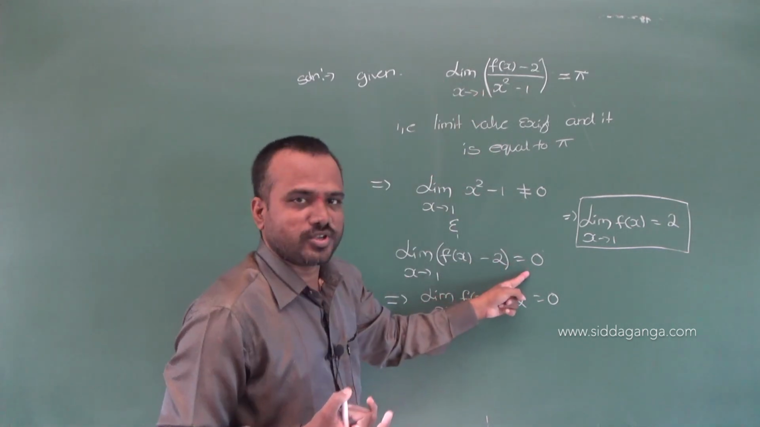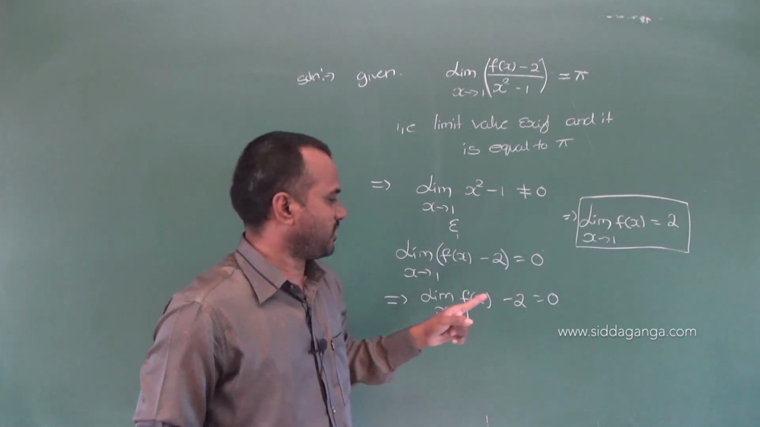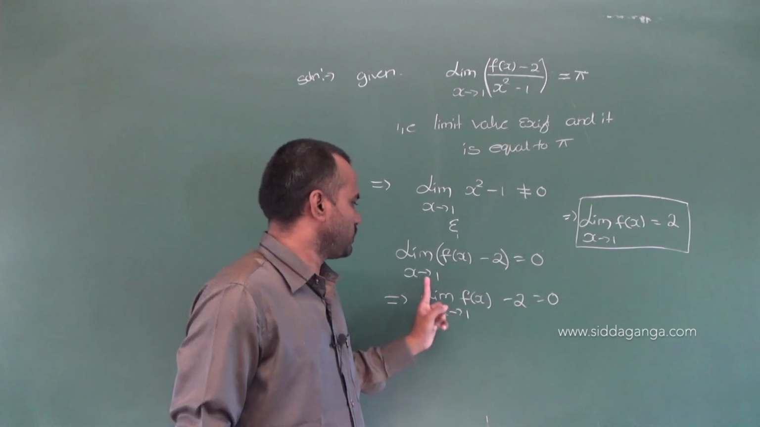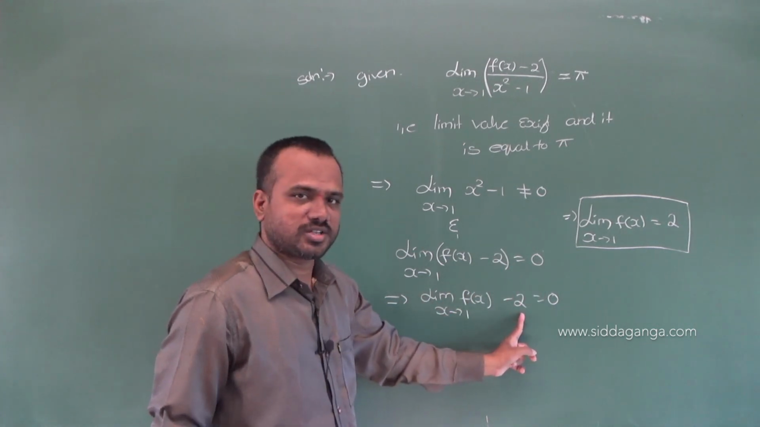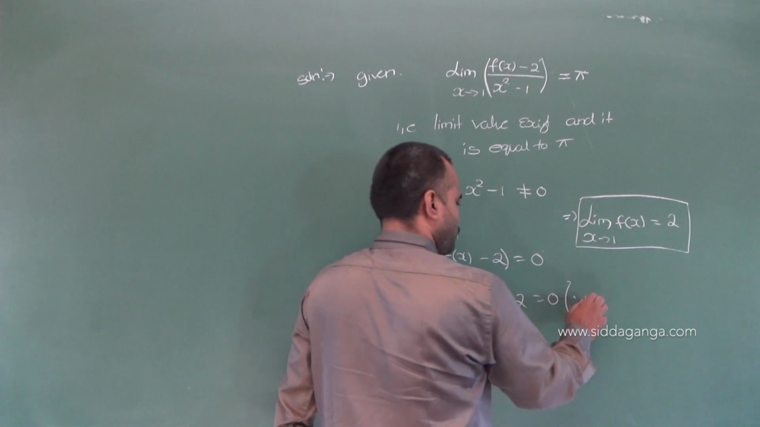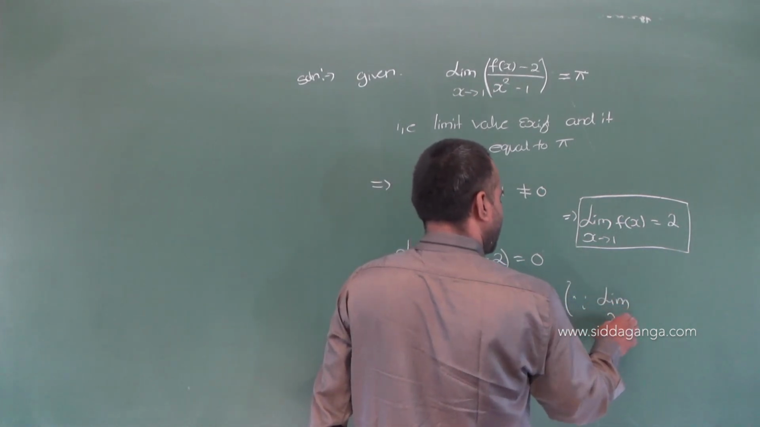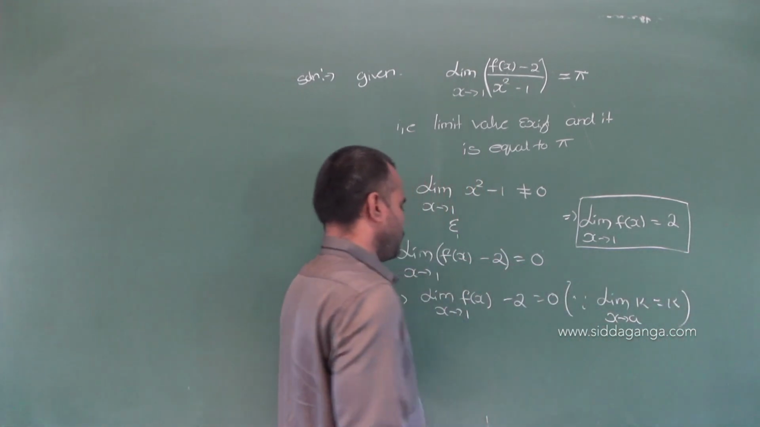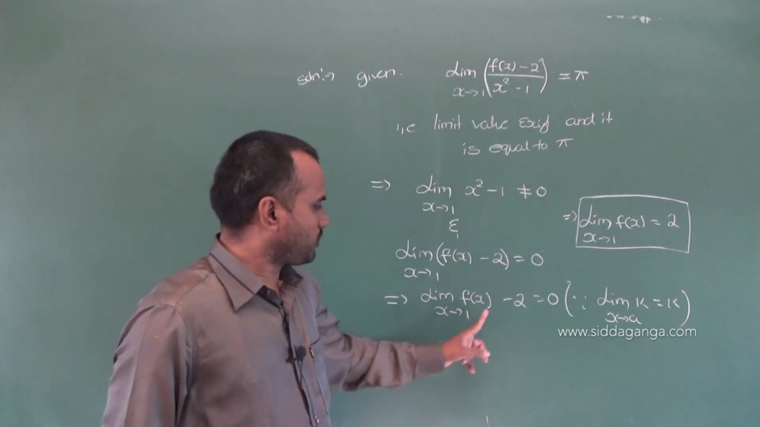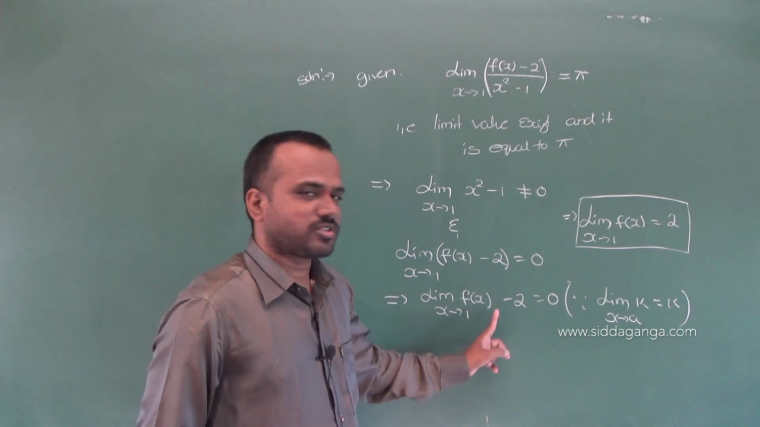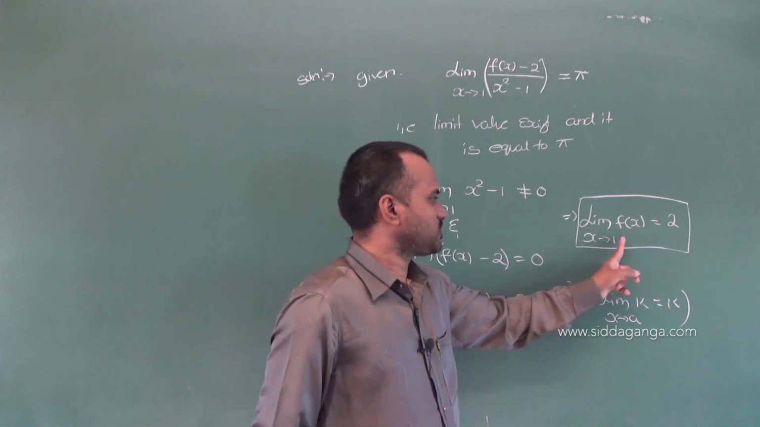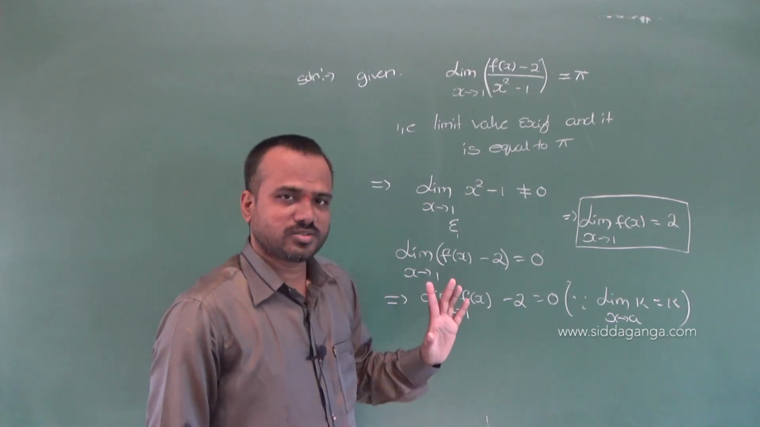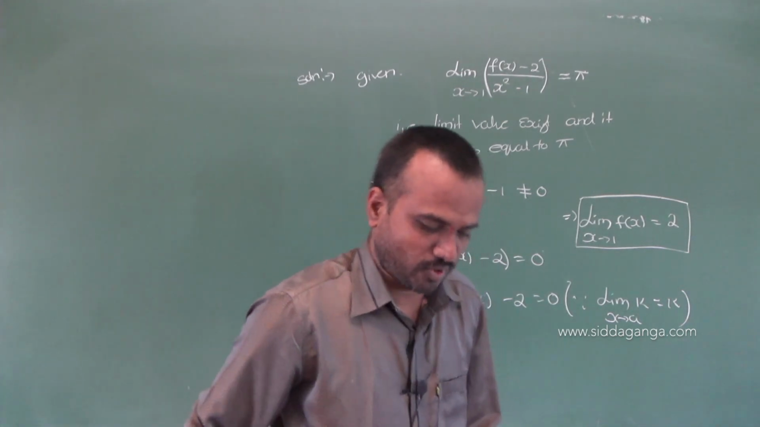The numerator is equal to 0, no problem, it is a finite value. So the limit as x tends to 1 of f of x minus 2 is equal to 0. It is a constant. If you want, you can write the reason: the limit of a constant is the constant. So minus 2 we shift from the left side to the right side, and the limit as x tends to 1 of f of x is equal to 2. Understand? This is a very simple problem. Next problem.